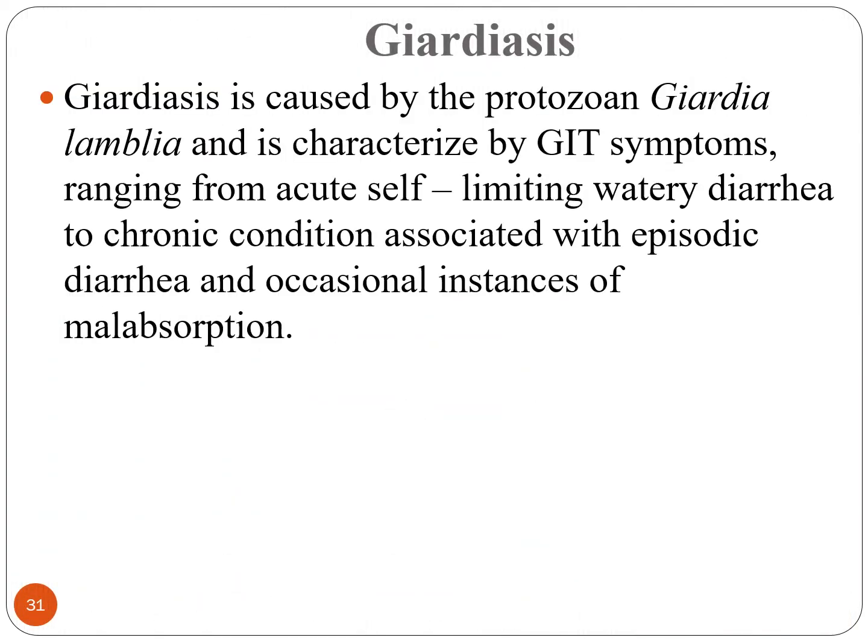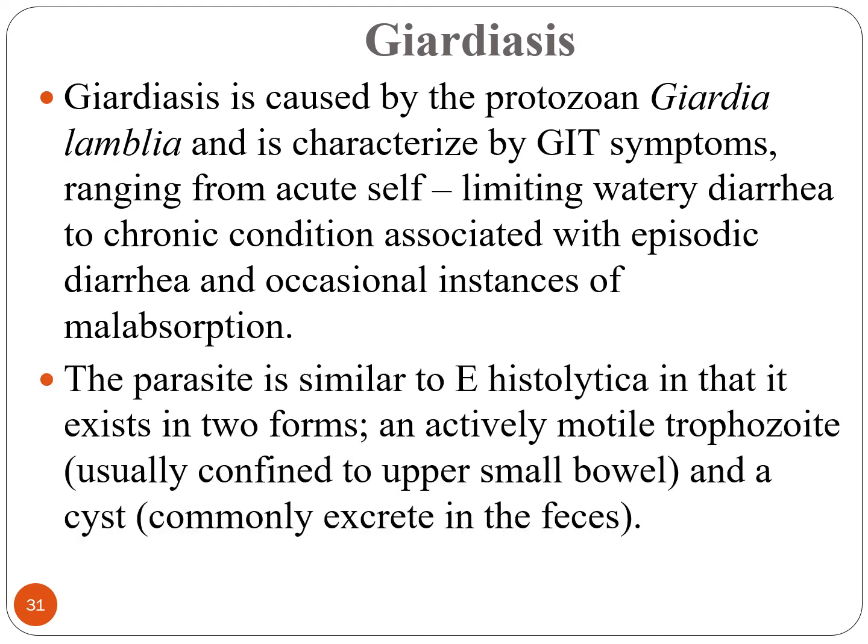Giardiasis is caused by the protozoan Giardia lamblia and is characterized by GIT symptoms ranging from acute self-limiting watery diarrhea to chronic conditions that are associated with episodic diarrhea and occasional instances of malabsorption. The parasite is similar to Entamoeba histolytica in that it exists in two forms: an actively motile trophozoite, usually confined to the upper small bowel, and a cyst, which is commonly excreted in the stool and results in infection with giardiasis.